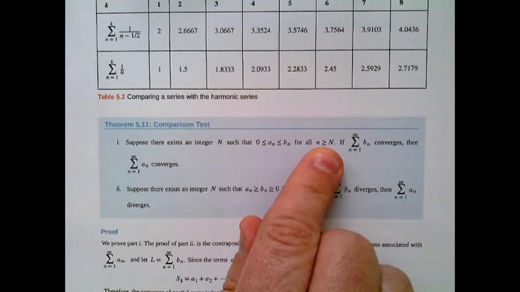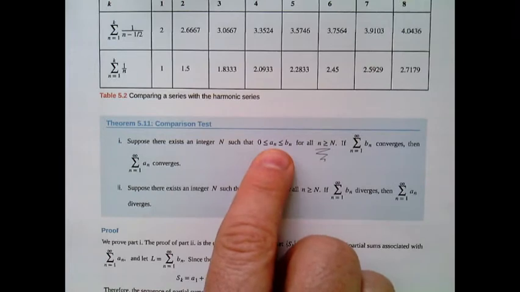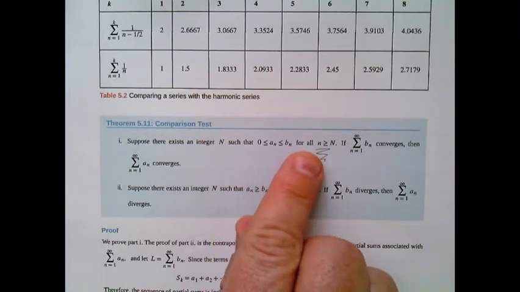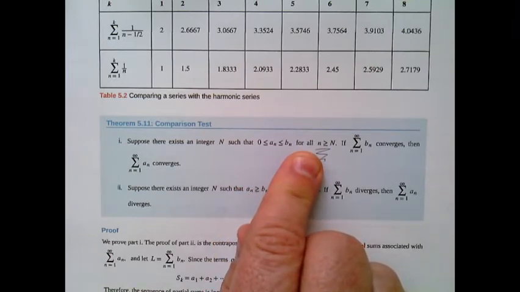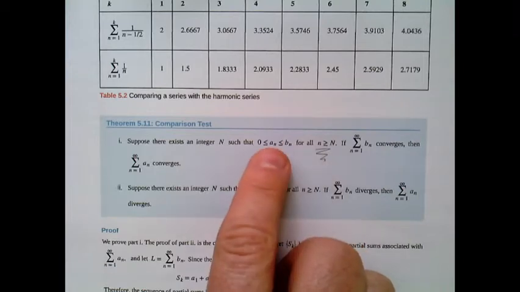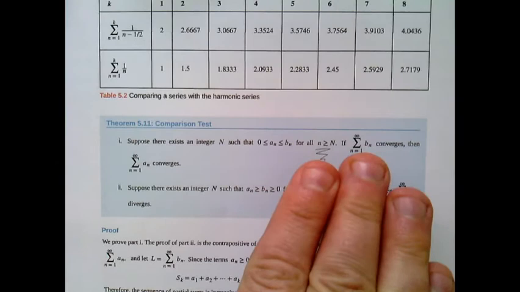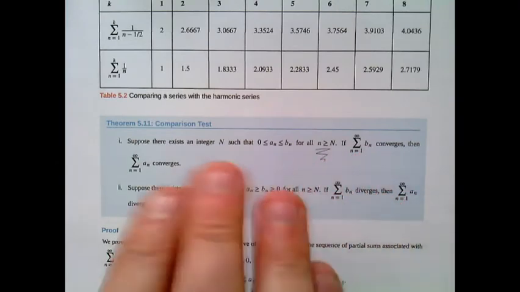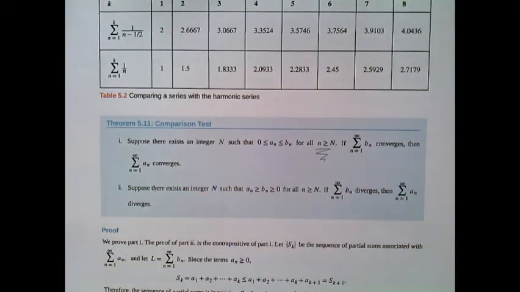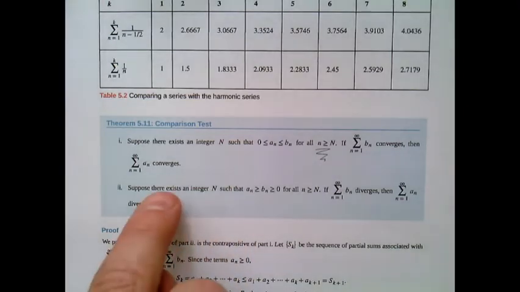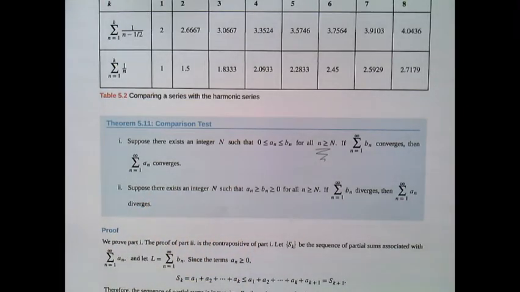So it wouldn't have to be true for every single term. Maybe it could be that a sub n is actually bigger than b sub n for the first 10 terms. But if we know that this relationship is true for all the terms past some point, then we can apply this theorem. Now there's a second part to the theorem. We'll talk about that part after we've done a few examples.